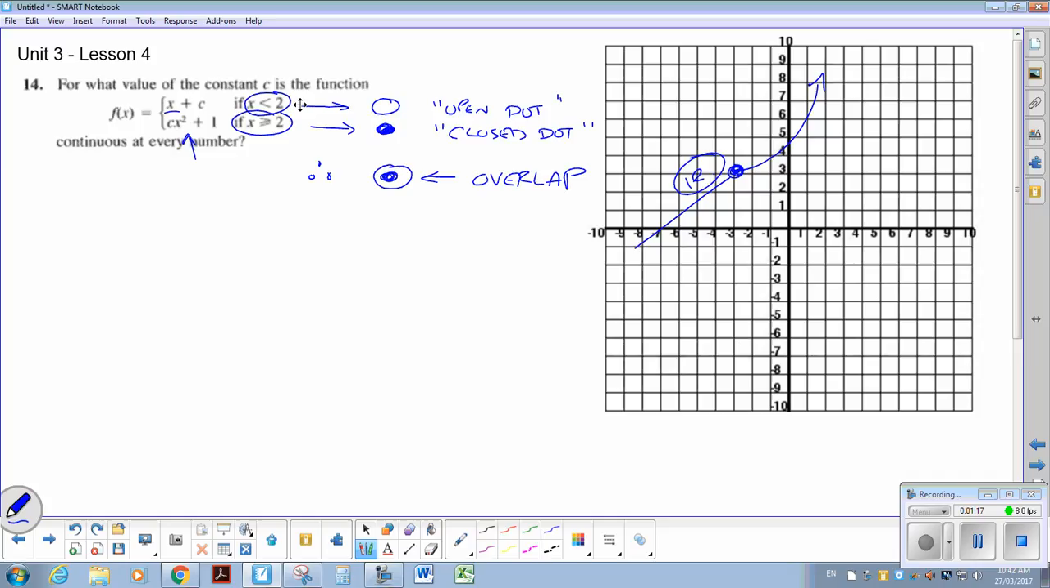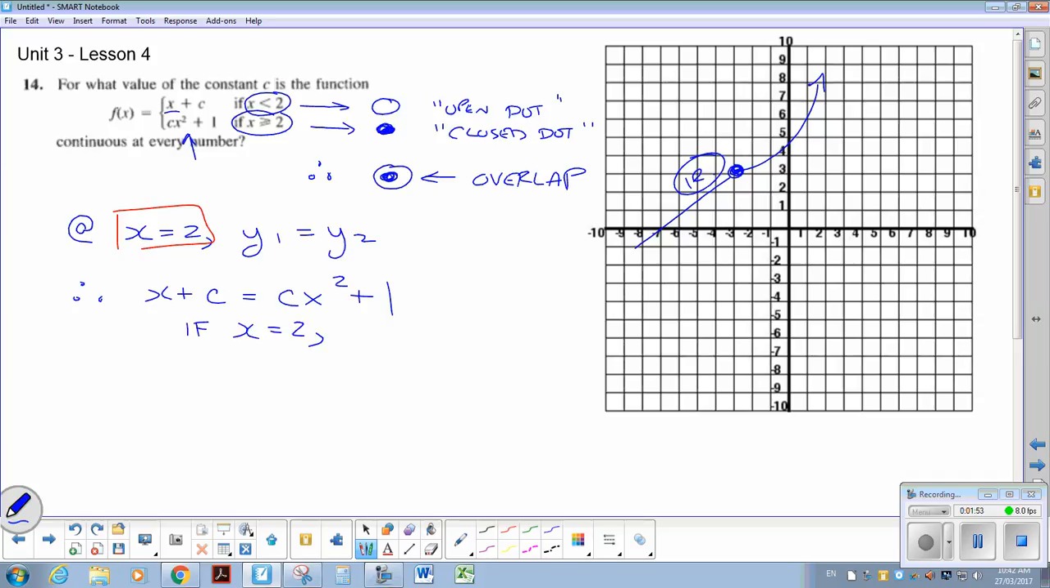So how do we do that? Well, that means algebraically at x equals 2, y1 has to equal y2. It's the only way this will work, okay? The two functions are equal at x equals 2. Therefore, x plus c equals cx squared plus 1. And you're going to say, well, we have too many unknowns. Well, that's not quite true because we know what the x value is going to be. So if x equals 2, we have 2 plus c equals c times 2 squared plus 1.